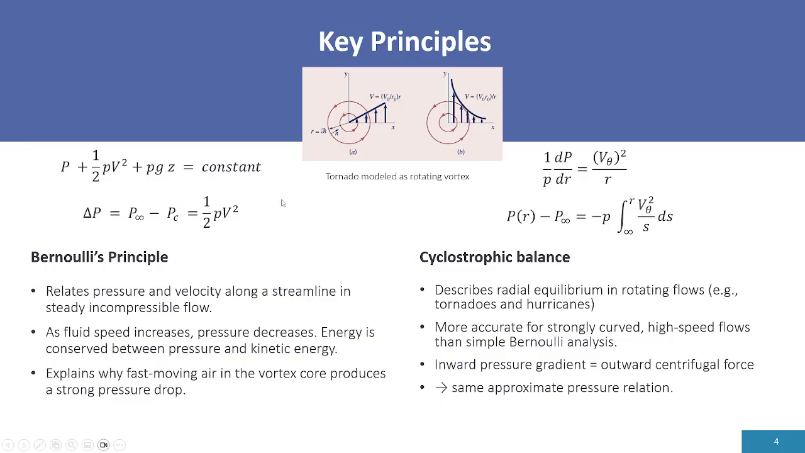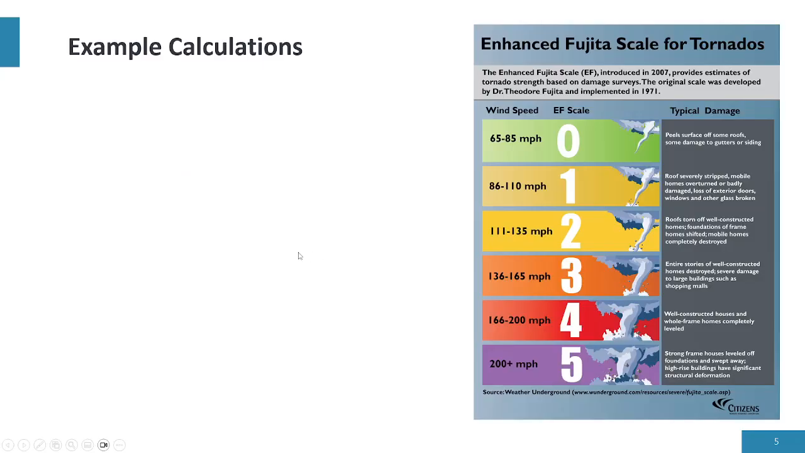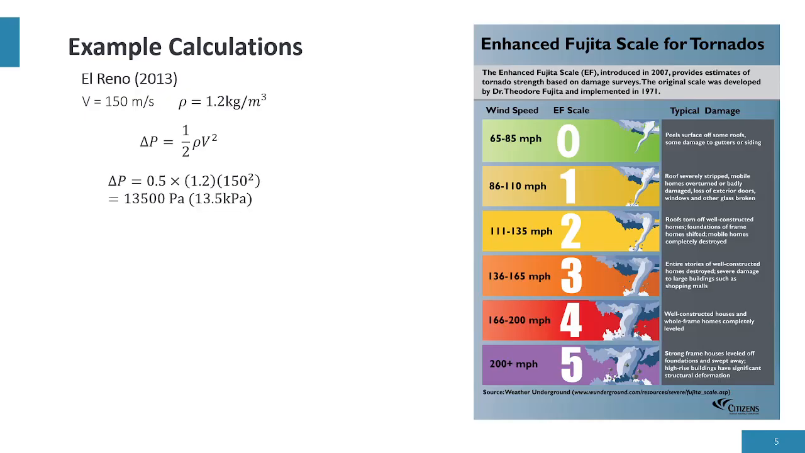Okay, now let's apply this to a real tornado. El Reno was a devastating tornado that struck Oklahoma back in 2013. It was an EF5 tornado with wind speeds up to 150 meters per second. If you consider the air density at the ground to be 1.2 kilograms per cubic meter, what will the pressure difference equate to? Well, if we plug these values into the formula we just derived, we get 13,500 pascals, or 13.5 kilopascals. That's a big difference, but it's hard to illustrate with just a strange pressure unit at the end. So we'll show the true upward force.